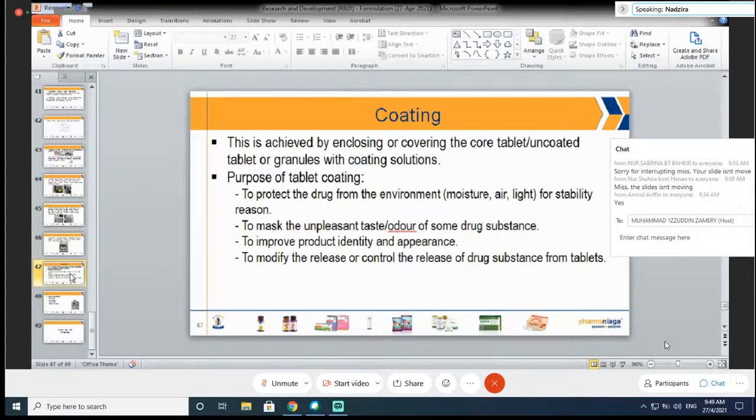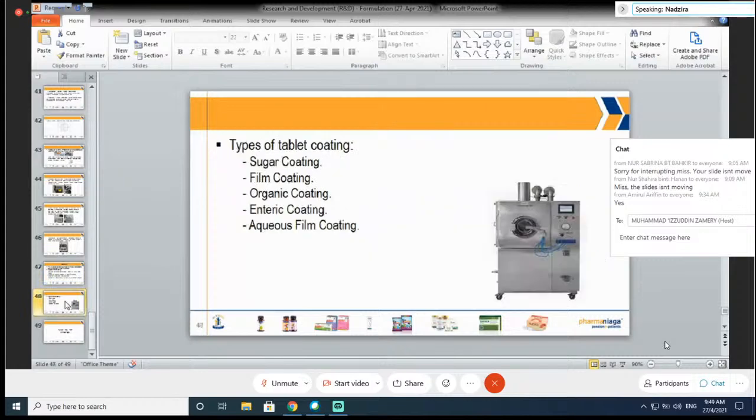For example, for health supplements and vitamins, and to improve the product identity and appearance, and also to have modified release or controlled release of the drug substance from the tablet. For modified release, we use the enteric coating. So there are various types of tablet coating, for example, sugar coating, film coating, organic coating, enteric coating, and aqueous film coating. But generally here we use film coating and also enteric coating.